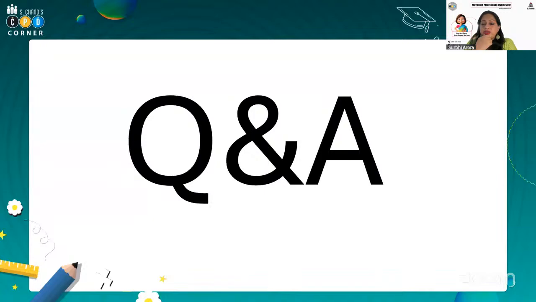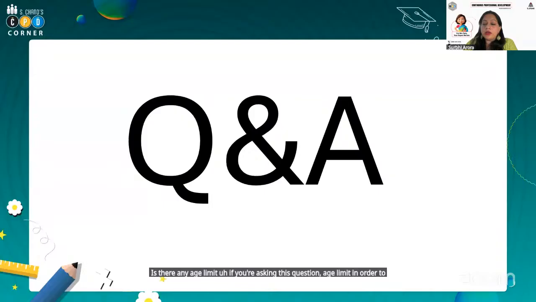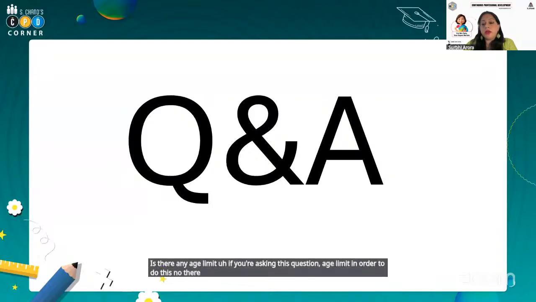Is there any age limit? If you're asking about an age limit in order to do this, no, there's no age limit. You can start at any age. Even a child of 2 years of age can start. It's more on the parent and the instructor how you take it forward.